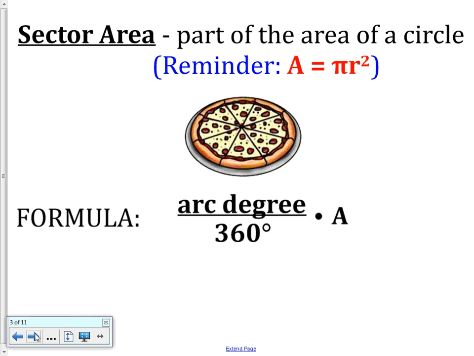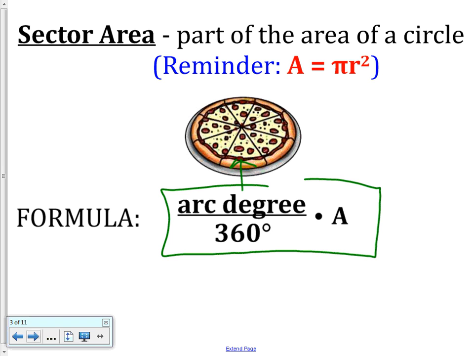We will come back to doing area of whole circles later, and then we're also going to do just area of pieces of circles. So let's talk about the area of a part of it, of a sector. So remember, think about a pizza. We're going to learn how to find the area of one or multiple of these pieces. This is the formula that you need.